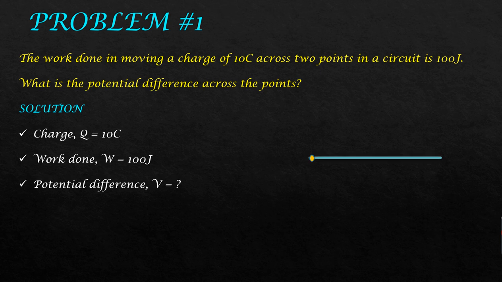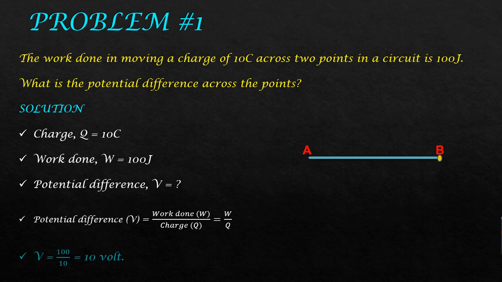So I say that here is my charge at point A and now it has to move to point B. So the work done in moving this charge from point A to point B is 100 joules and this charge is 10 coulombs. So I know the formula and I'm substituting in it. I get potential difference V to be 100 by 10 which is 10 volt.